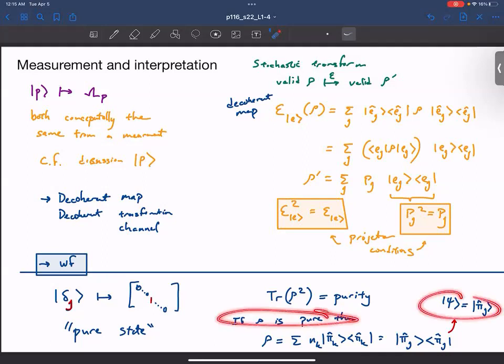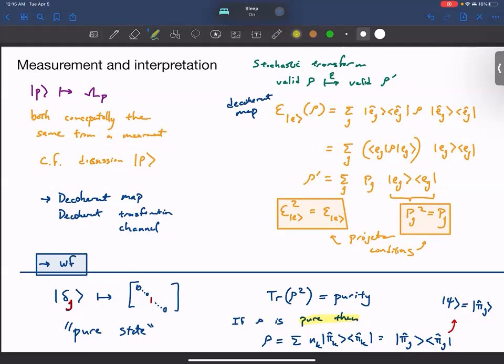can we use a wave function. Just to highlight that one more time: if it's pure, then we can do this.